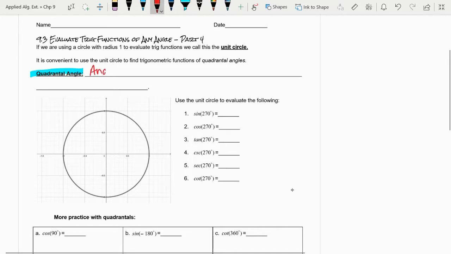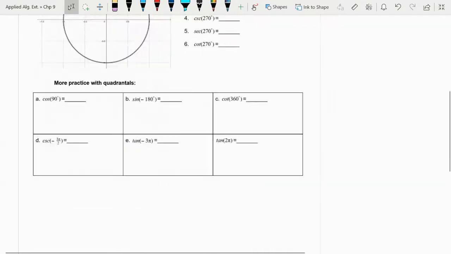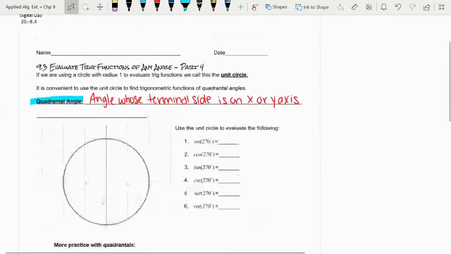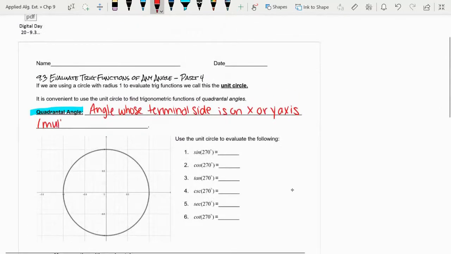It's an angle whose terminal side is on the x or y axis. And this means there's no reference angle. Since it's on an axis, we can't draw a triangle back to the x-axis. So it's always going to be a multiple of 90 degrees, right? Or that's the same as pi over 2 if we're talking about radians.